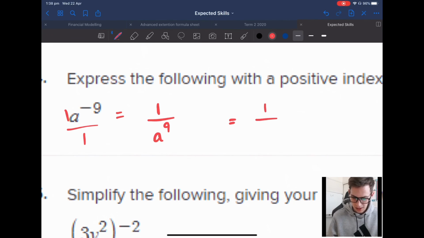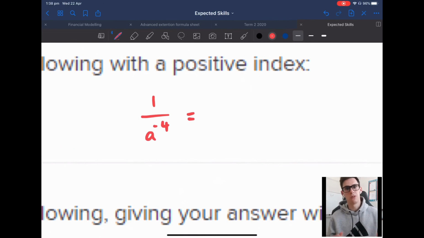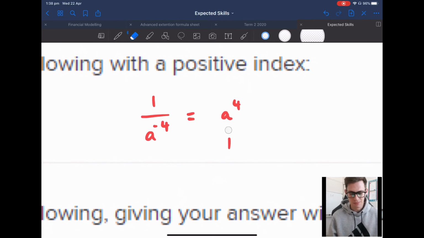I'll show you another quick example here as well. If I had 1 over a to the minus 4, and that was my question, and I want to write it with a positive power, that just means put it in the right spot. It's not happy because it's on the bottom, so I need to write him up on top. And you could write over 1, but we know that that doesn't actually mean anything.